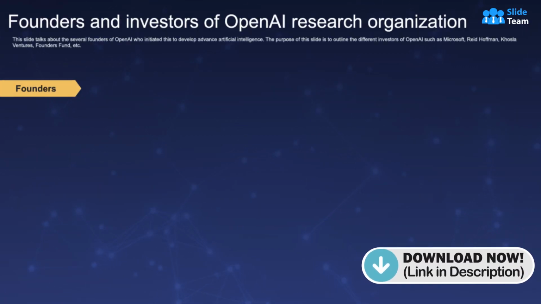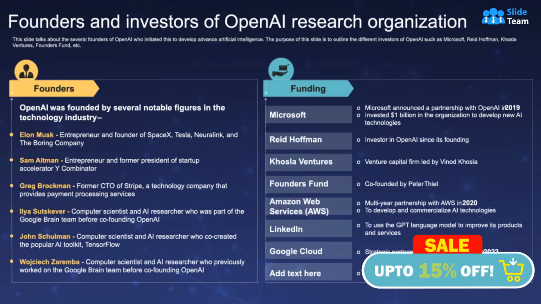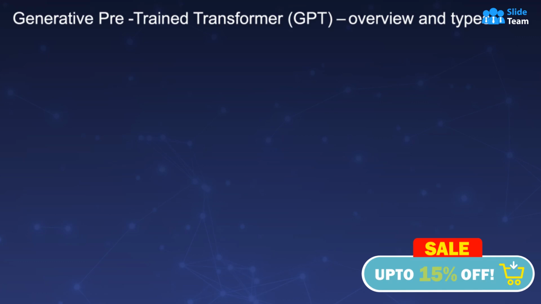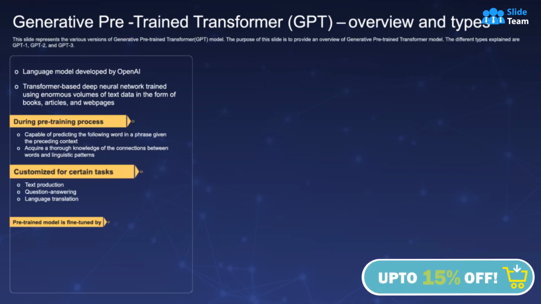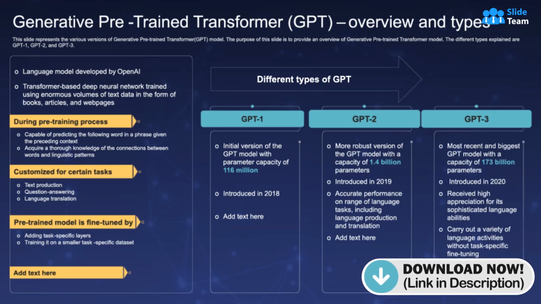With this PPT template, showcase the people who founded and funded ChatGPT, such as Elon Musk and Sam Altman. Use this PPT slide to deliver the types of ChatGPT, beginning from GPT-1 to GPT-3.